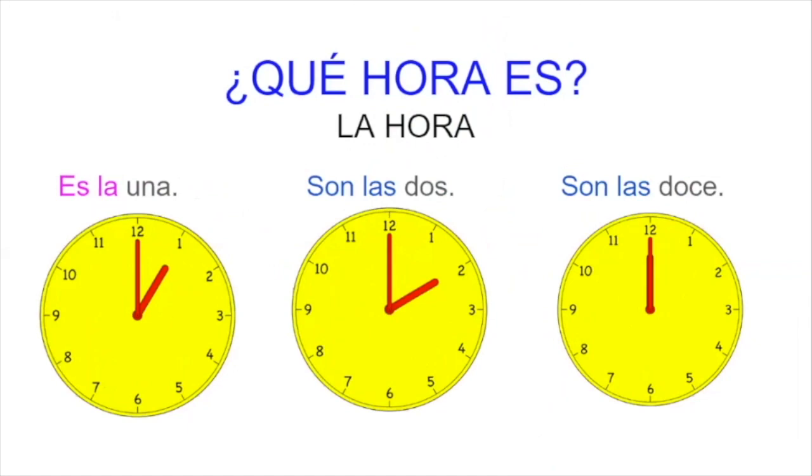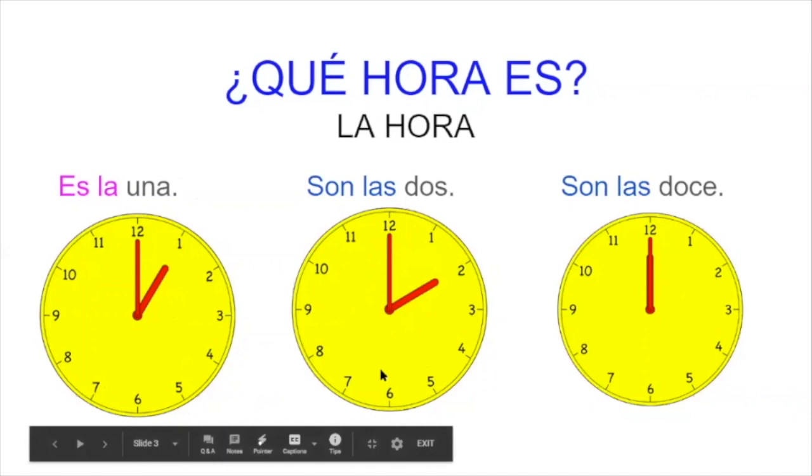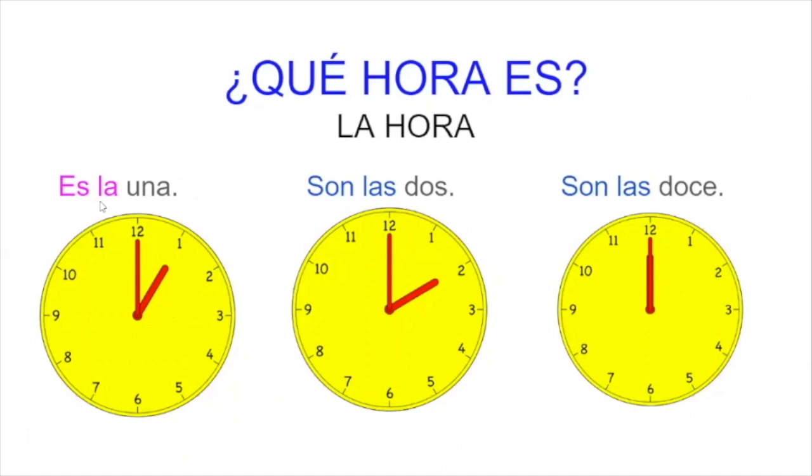Vamos a empezar con la hora, the hour. En las pantallas notan cuando hay colores diferentes. Por ejemplo, aquí es la 1. It's 1 o'clock. La mano más corta es para la hora y la mano más grande es para los minutos. So aquí es la 1.